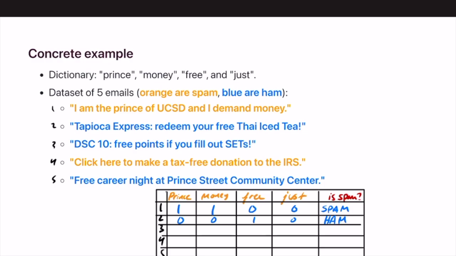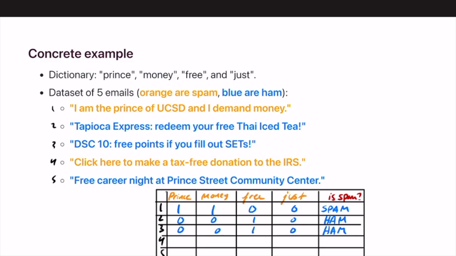DSC10, free points if you fill out your sets. Yes, I'm a big fan of free points if a large portion of students fill out sets, because feedback is important for us, and students like to see feedback. So the word prince, nope. Money, nope. Free, yes. Just, no. And this is marked as not spam.